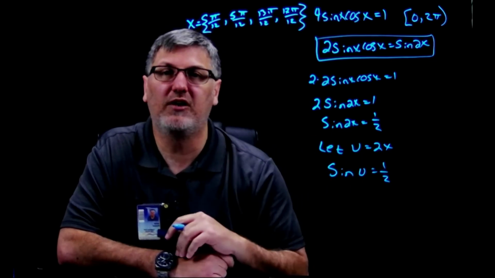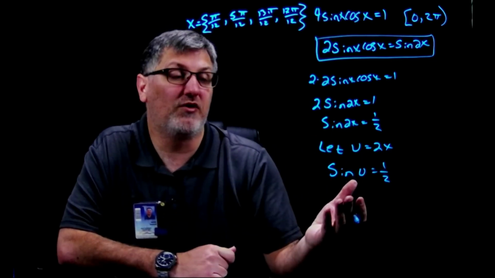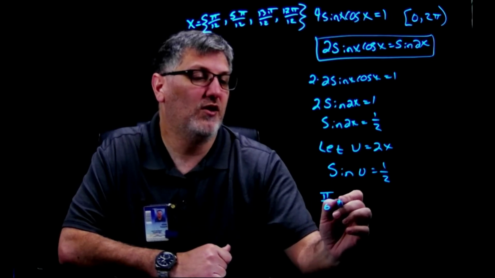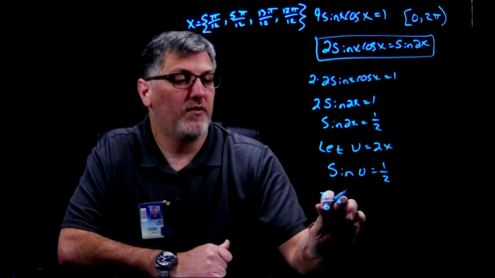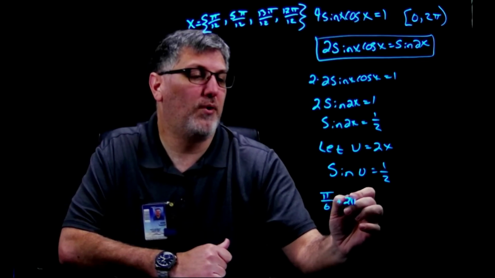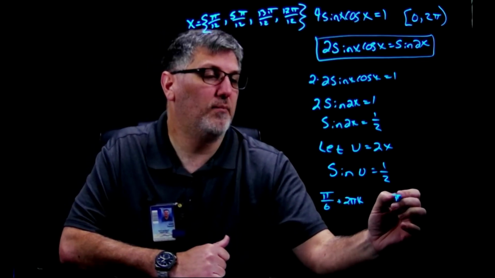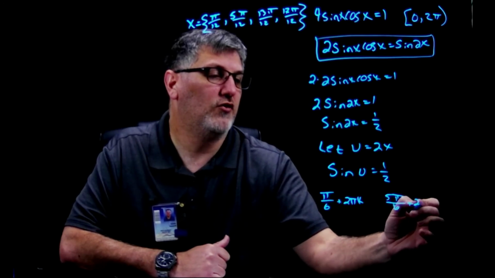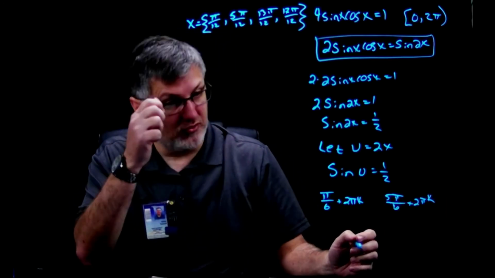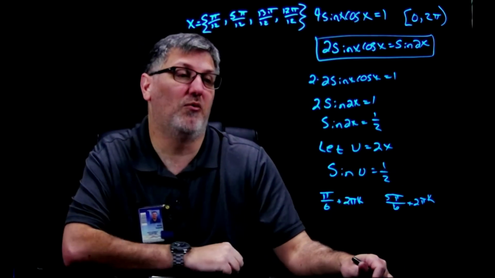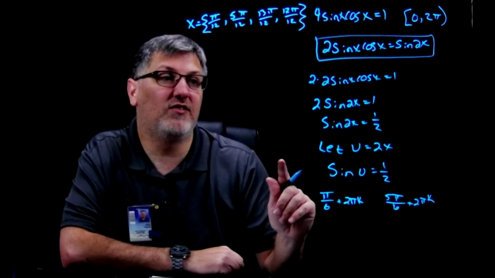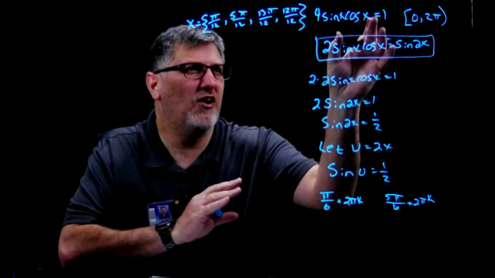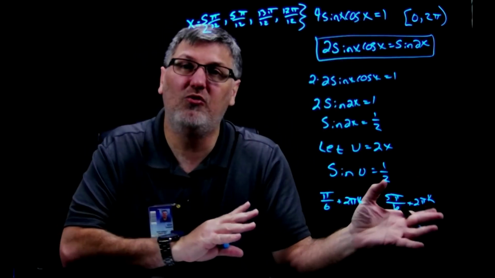This is a simple trig equation to solve. This is pretty straightforward because we know that we're going to have pi over 6 plus 2 pi k, and then 5 pi over 6 plus 2 pi k. Those are my general solutions for this one. But the key to this is that I've changed the universe that I'm in. Here I'm in an x universe. Here I'm in a u universe.